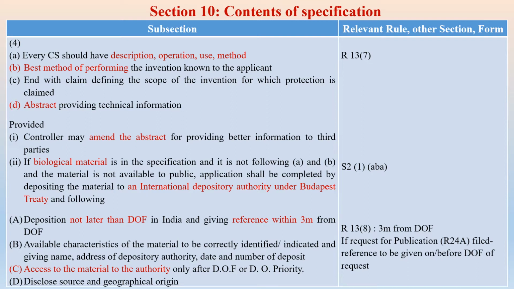Subclause B: the available characteristics of the material are to be correctly identified or indicated, and the name, address of the depository authority, date and number of deposition are to be furnished. Subclause C: access to the material to the authority is done only after the date of filing or date of priority of the application. Subclause D says disclosure of source and geographical origin of the material is a must. The relevant rule is Rule 13(8).